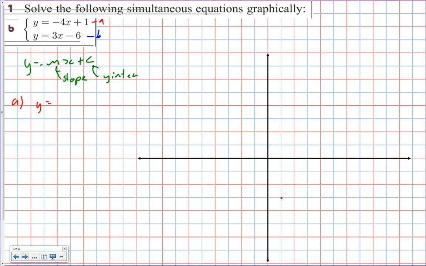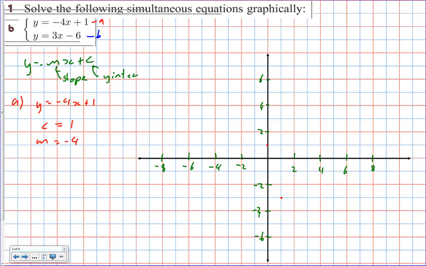So y equals negative 4x plus 1. So my c equals 1, m equals negative 4. Let's go to our graph and put the little bits on our graph: 2, 4, 6, 8, negative 2, negative 4, negative 6, negative 8, 2, 4, 6, negative 2, negative 4, negative 6.